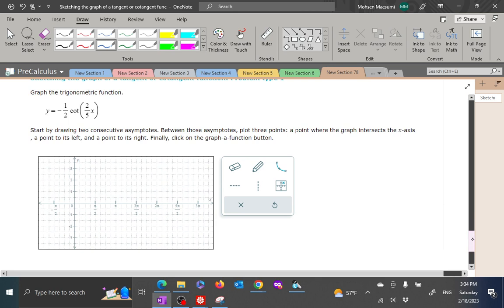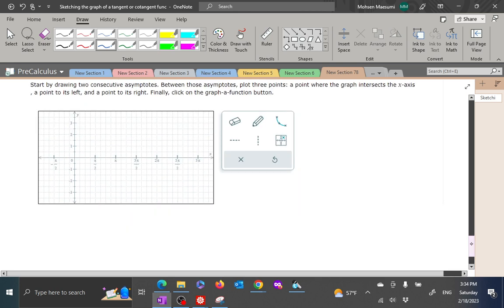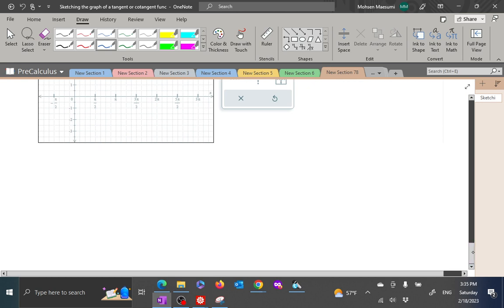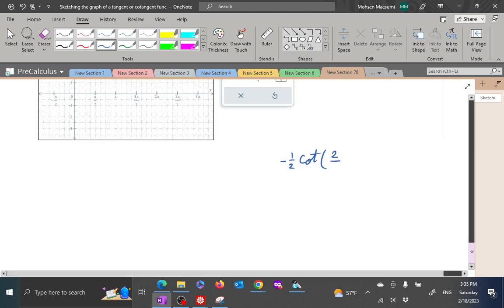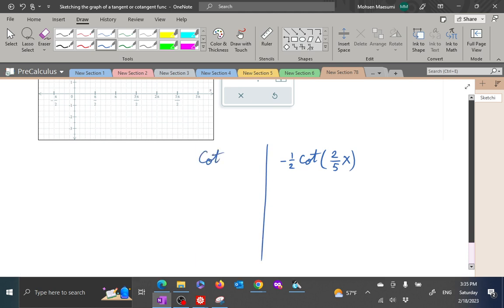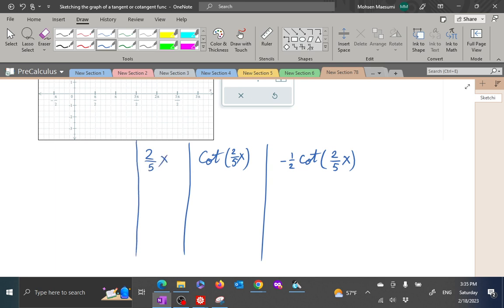So this is minus 1/2 of cotangent of 2/5 of x, so peculiar numbers. That's what we want to draw at the end. So of course we start with cotangent of 2/5 of x as input, and then we need x.